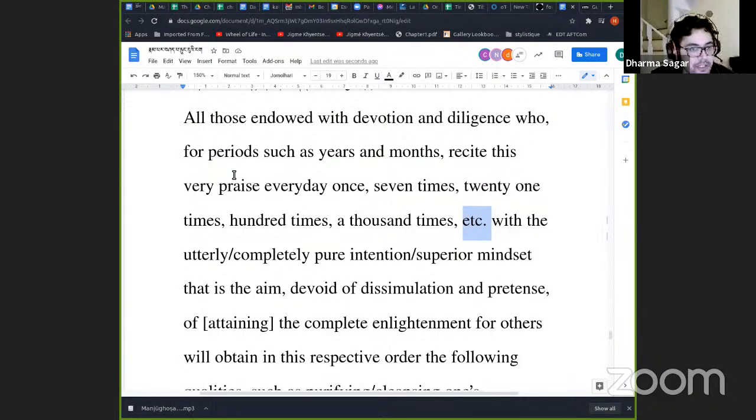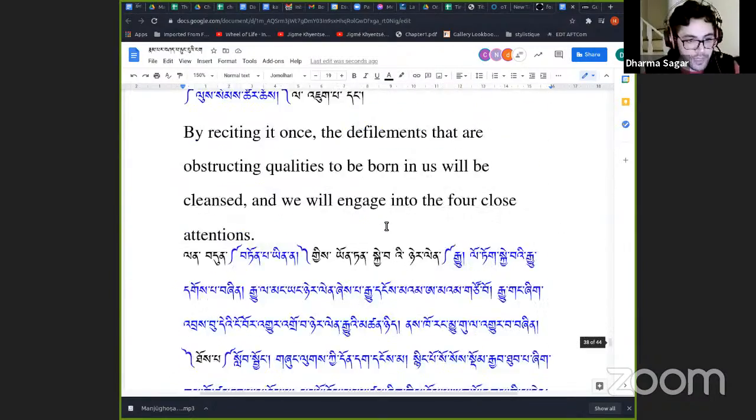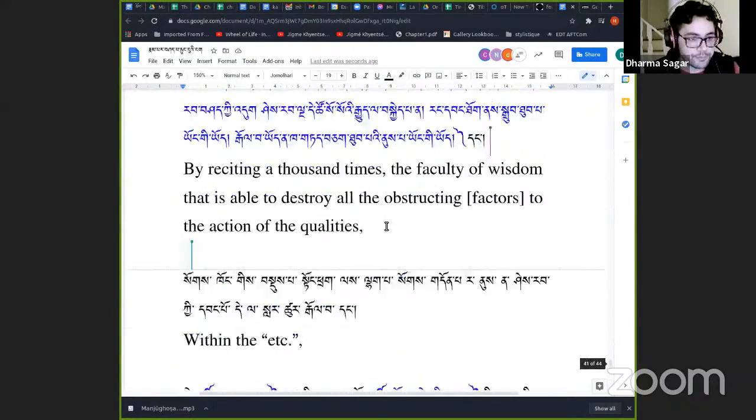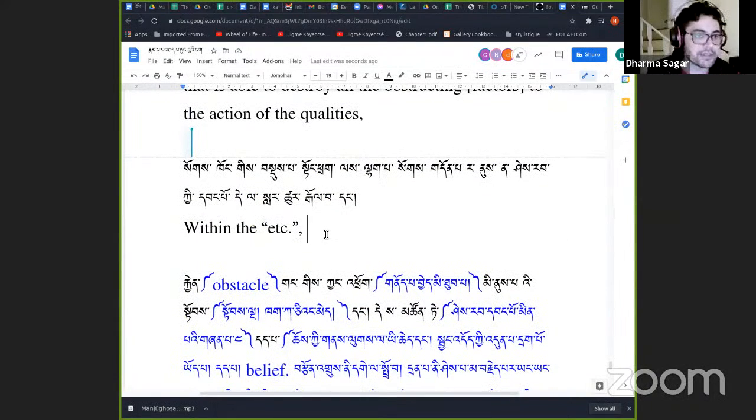So all in that with devotion and diligence, who perform periods of years and months, recite this very prayer every day, 1, 7 times, 20 times, 100 times, 1,000 times, etc. In this way, then they will get the following benefits. So in the etc. that Jamgon Khenpo has put up here, he is going to include some other things that we are seeing now. So within the etc. it's found.